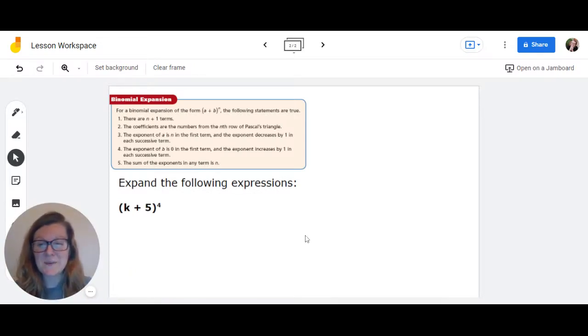All right, I know y'all have been waiting for it, but it's finally time for us to go ahead and expand some expressions using our Pascal's triangle. So before we even start, let's go ahead and build that table out.